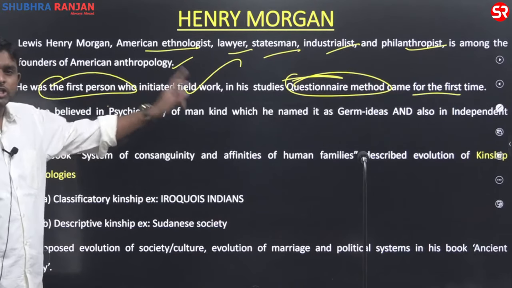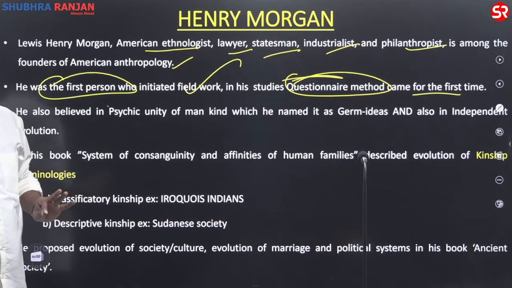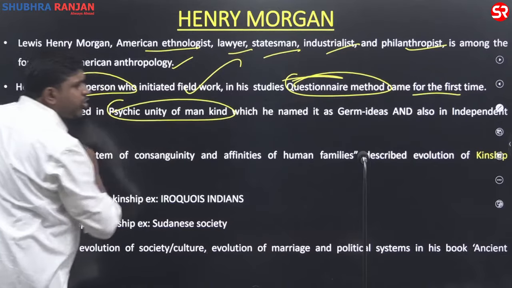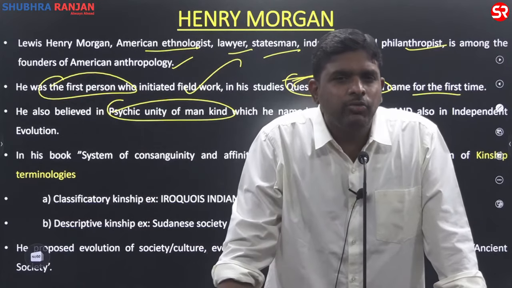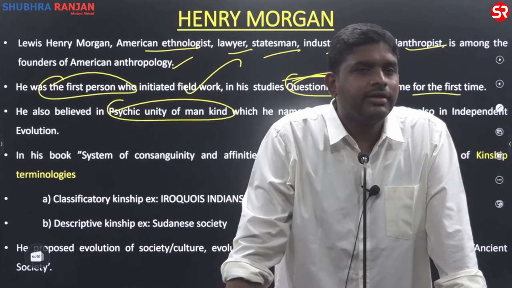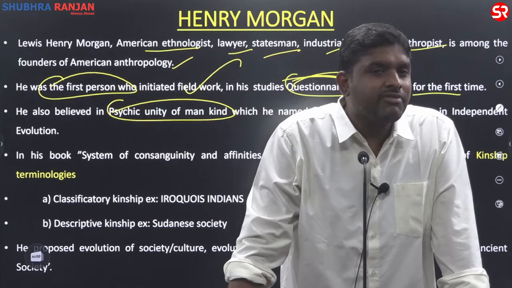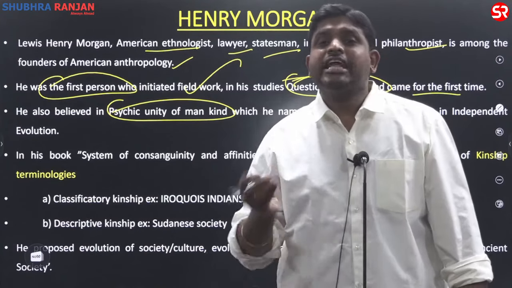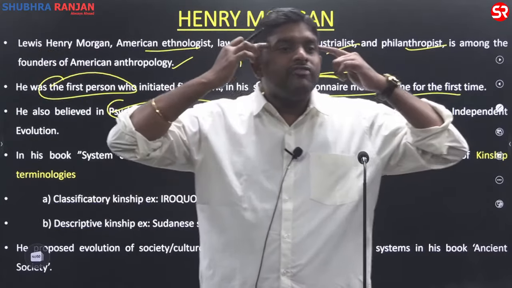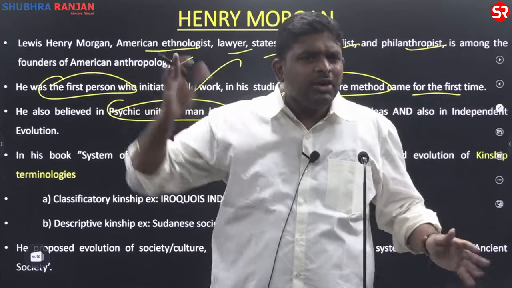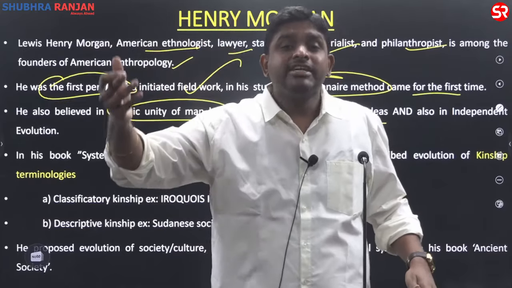He was the first person who initiated field work. In his studies, the questionnaire method was main. He also believed in the psychic unity of mankind, which he named germ ideas. Understand this. For psychic unity of mankind, what is the term given by E.B. Taylor? Monogenism. Similarly, the term given for psychic unity of mankind by Henry Morgan is germ ideas. So everywhere man will be thinking in the same way. At the time, no chromosomes, nothing. We used to think germs. So germs were the same, so he named it germ ideas.